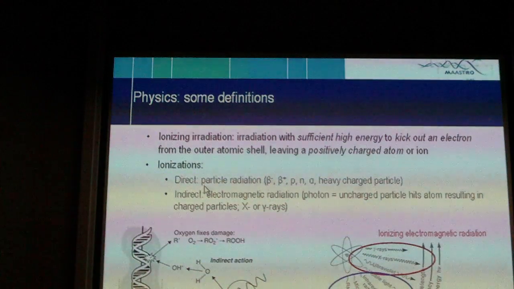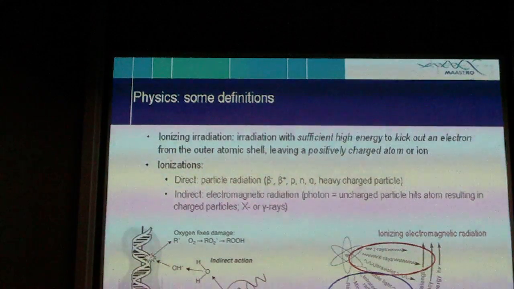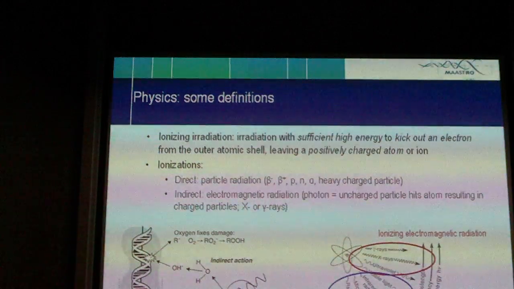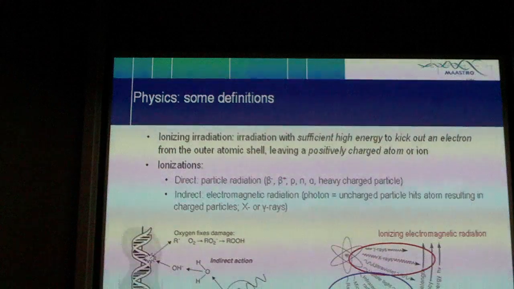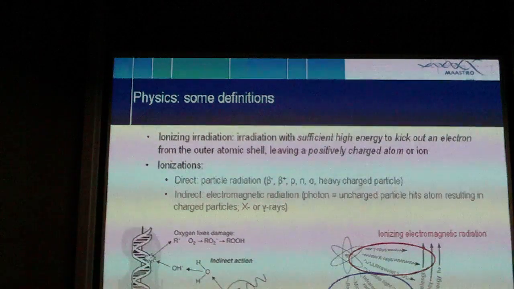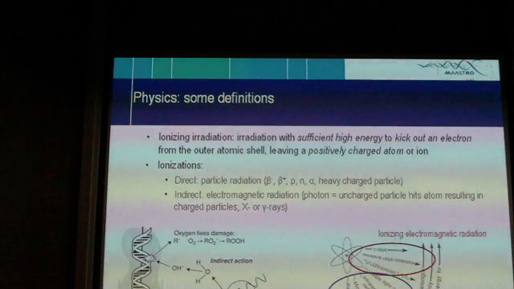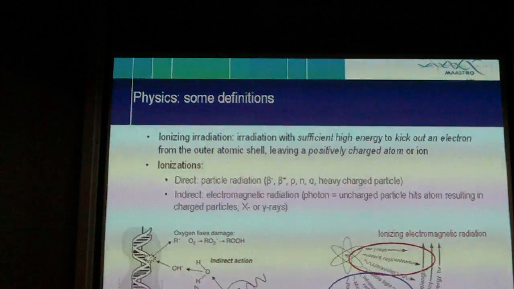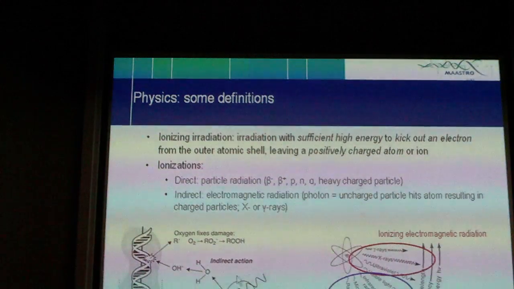So why is this direct versus indirect important? Because it defines what kind of damage you have. Over here you have an atom with its core, and a photon coming in kicks out an electron. This electron can directly interact with the DNA and cause DNA damage. This is with electrons and all other kinds of charged particles. It can also cause an indirect action by formation of radicals as a result of the interaction of this electron with water. And since our body consists of 70% water, this is the more important way of how radiation interacts with the DNA.